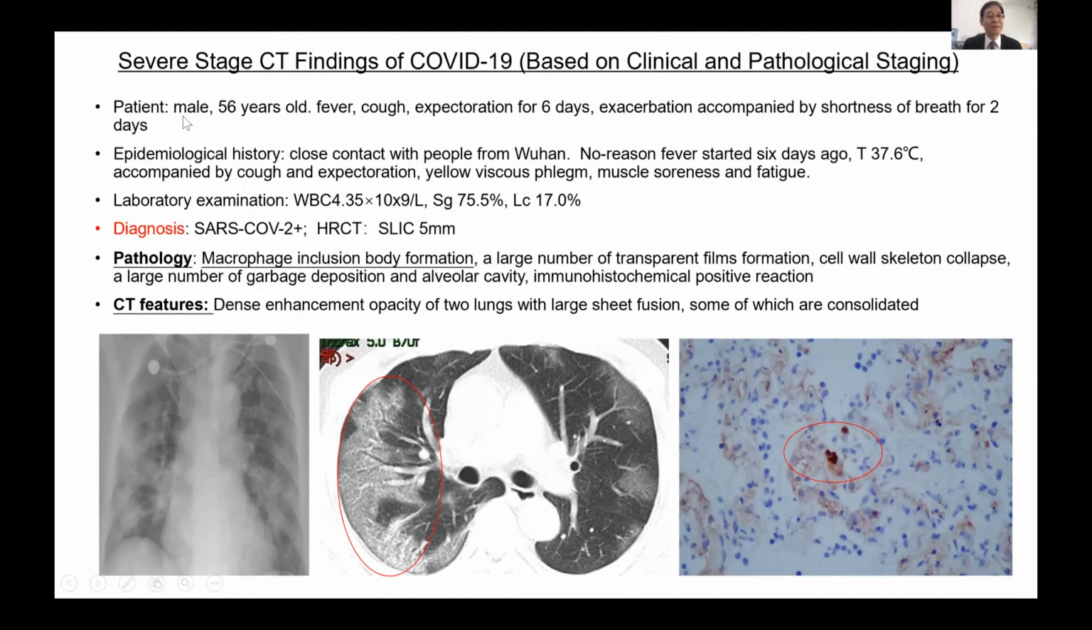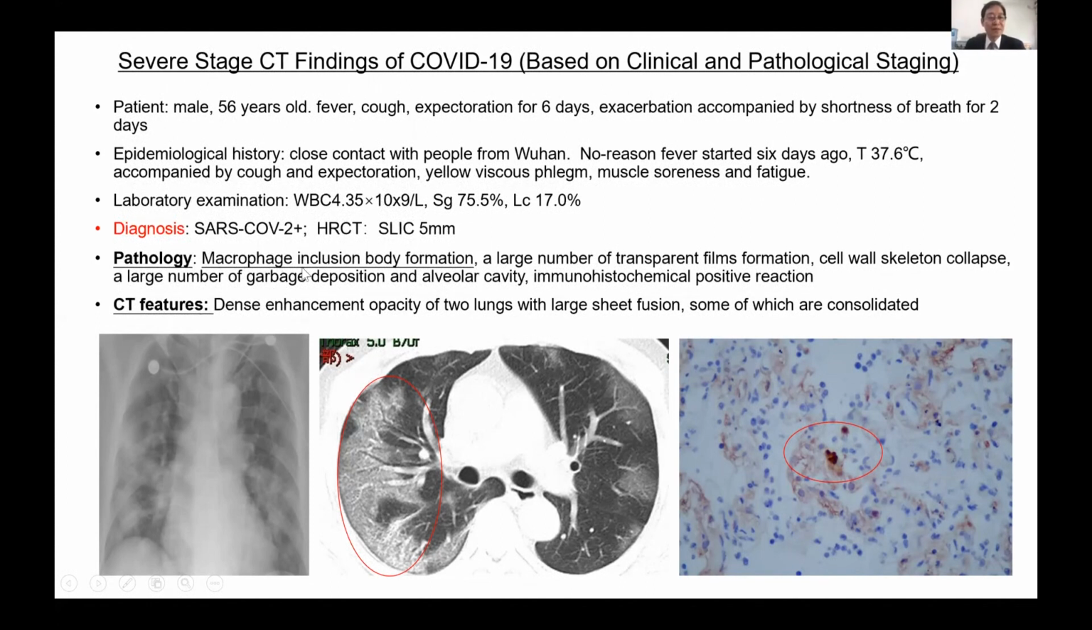The case: male, 46 years old. Cough, expectoration. Epidemiological history: close contact with people from Wuhan. The reason: fever 6 days ago. The temperature 37 degrees. Diagnosis: SARS-CoV-2 positive.